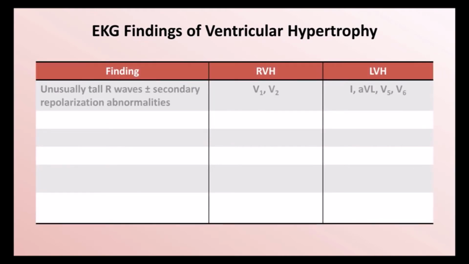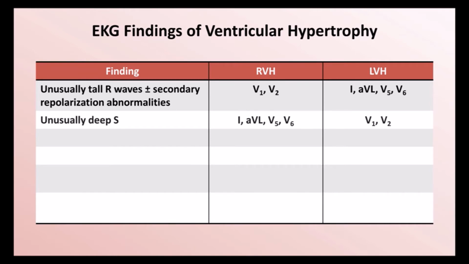First, unusually tall R waves plus or minus secondary repolarization abnormalities are found in V1 and V2 in RVH, and in 1, AVL, V5, and V6 in LVH. An unusually deep S wave is seen in 1, AVL, V5, and V6 in RVH, while it is seen in V1 and V2 in LVH. RVH can deviate the QRS axis rightward of positive 90. LVH can deviate it leftward of negative 30.